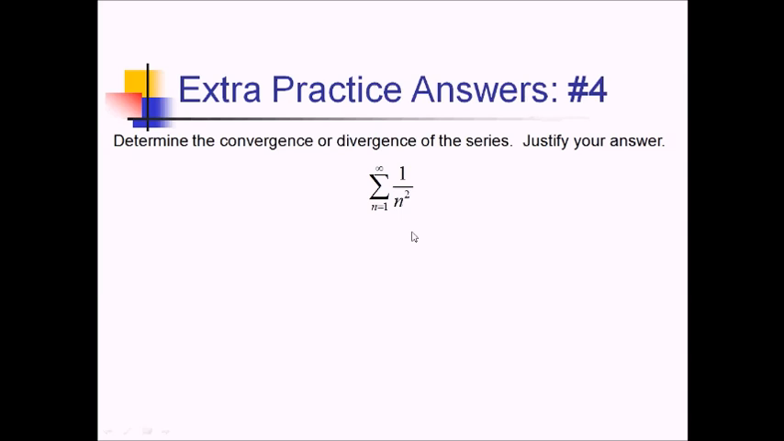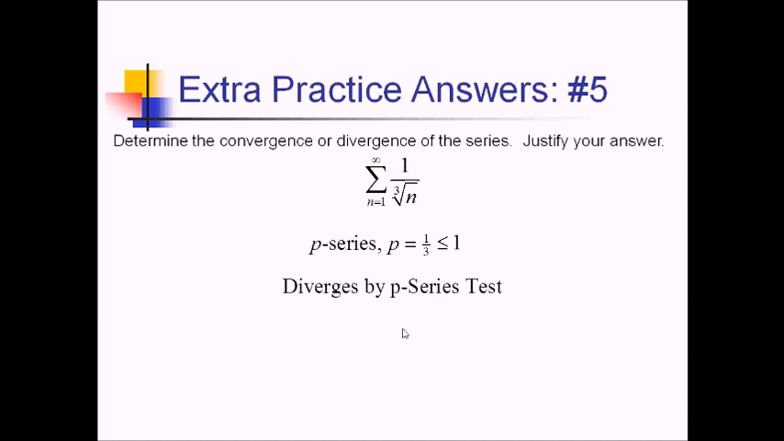On this problem, we have a p-series with a p-value of 2. Since that's greater than 1, this is going to converge by the p-series test. For this problem, we notice that we have a p-series. This is really n to the 1/3, so we have a p-value of 1/3. Since that is less than or equal to 1, that means this is going to diverge by the p-series test.